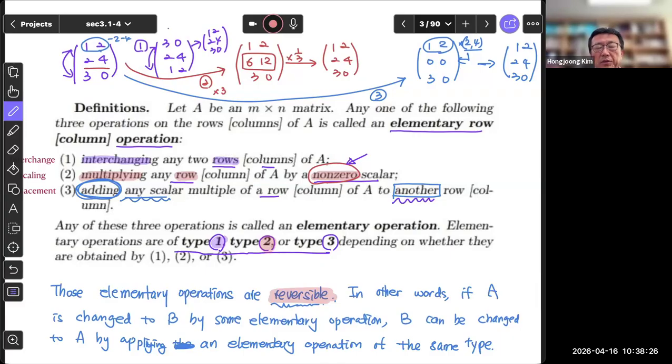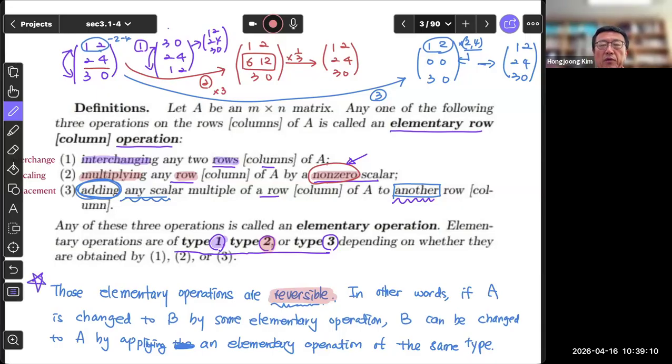And you multiply some number to a row and then add it to another row, or you multiply a certain number to a column and then add it to another column. That is called replacement or type 3 operation. Even though I will focus on row operations, sometimes I will introduce examples of column operations. I will consider both, but mostly I will focus on the elementary row operations.